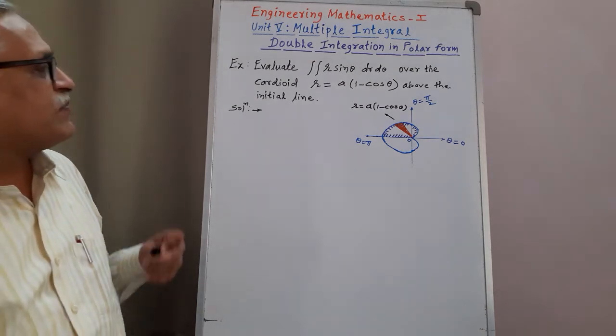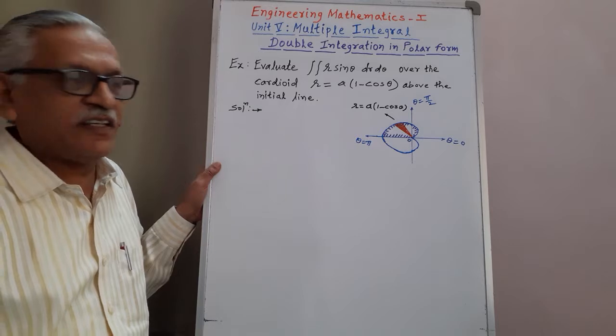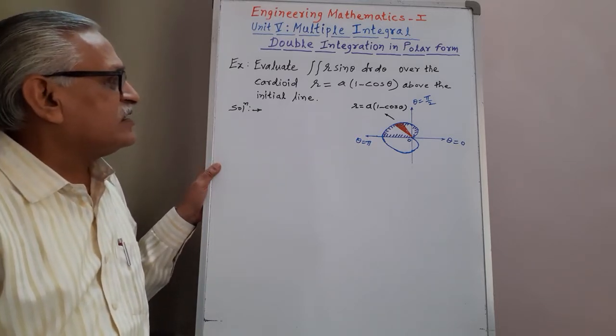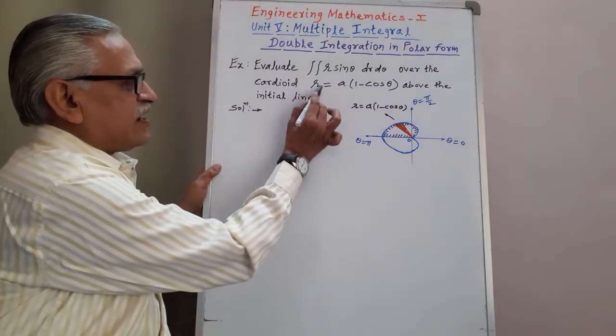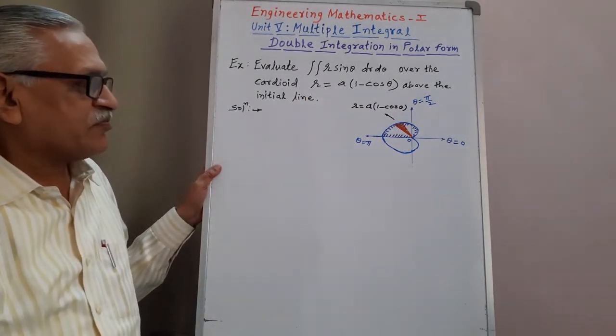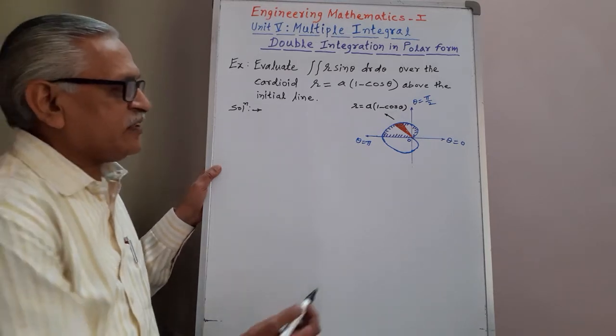Let us see the example. Evaluate the double integration of r sine theta with respect to r theta over the cardioid. The equation of that cardioid is r equals a into 1 minus cos theta, above the initial line. Therefore, the first step is we have to draw that cardioid.